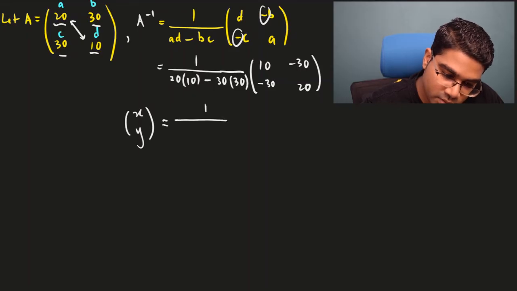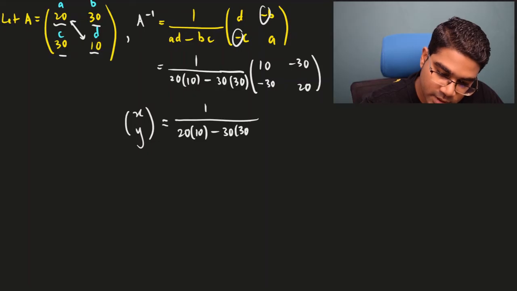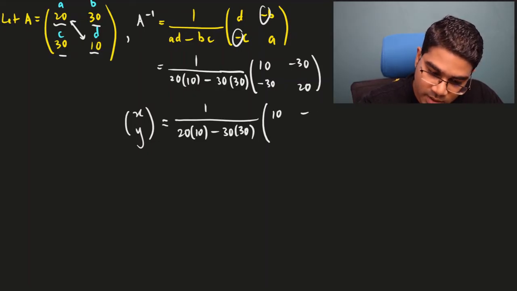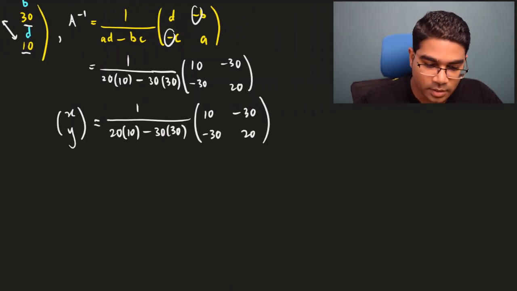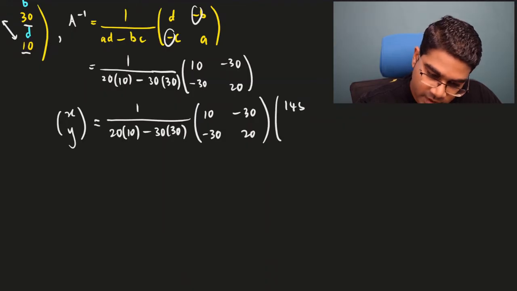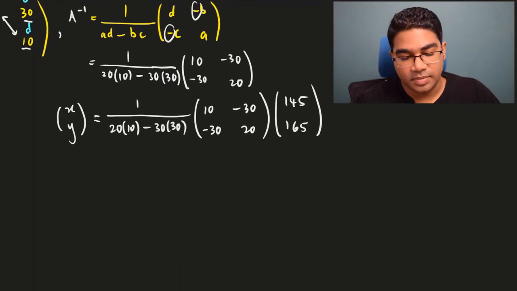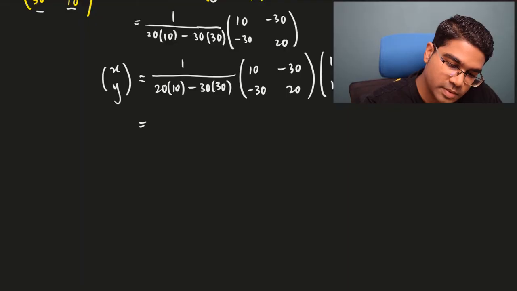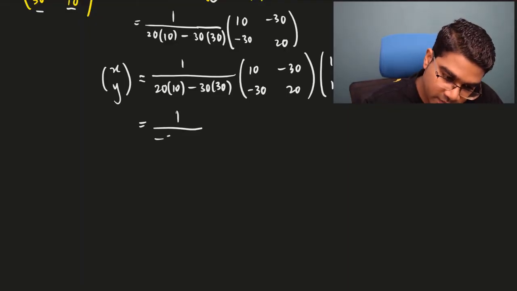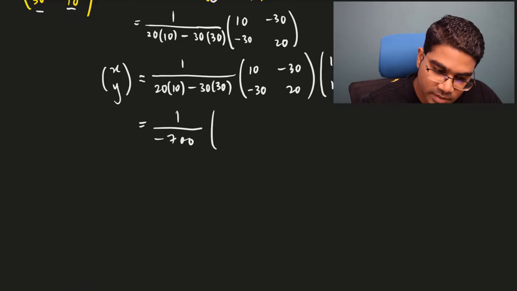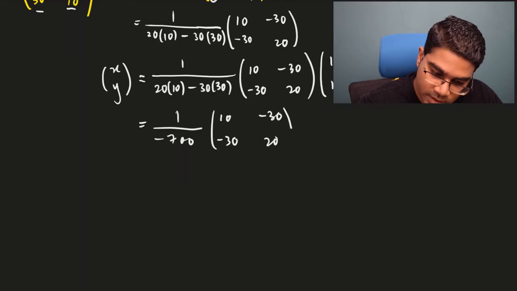So this will be equals to 1 over 20 times 10 minus 30 times 30, into 10, negative 30, negative 30 and 20. Now don't forget we have 145 and 165 on the other side. Now it's all a matter of simplification. So let's simplify this. We will get 1 over negative 700 multiplied by 10, negative 30, negative 30, 20, and then we have 145 and 165.